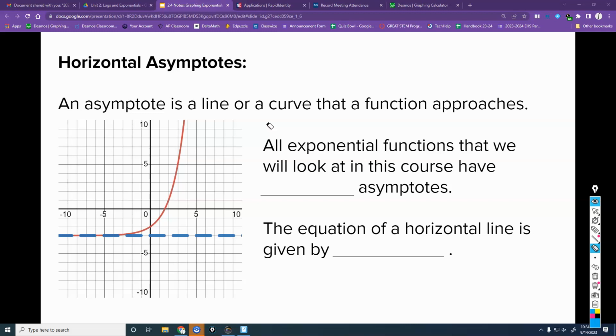An exponential function will have horizontal asymptotes. So what this means is there's going to be a horizontal line, and you are going to get closer and closer and closer to that line as you approach. You get closer and closer, but you don't touch. Just like theoretically, I would never touch that cabinet if I just went halfway. So all exponential functions that we will look at in this course have horizontal asymptotes.